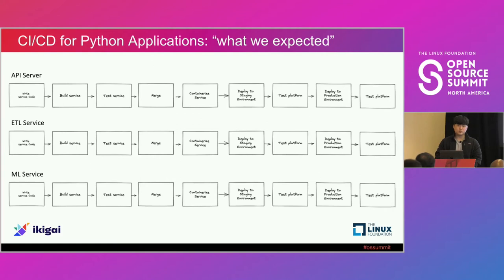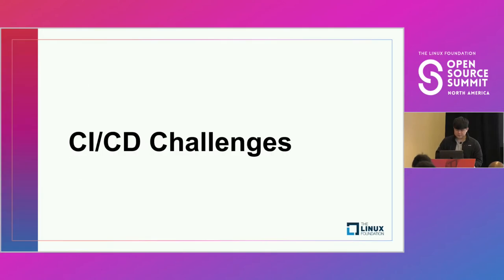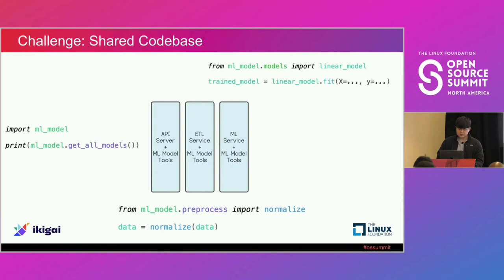And the ML service, of course, builds a machine learning model with hyperparameters and persists it somewhere, all the goodness. So what we expected is, if we have multiple services, we're going to just replicate the entire pipeline and then just build it. And then it's going to be nice, it's going to be clean, all independent, great. So obviously, that was not the case. So I'm going to introduce some obvious CI/CD challenges.